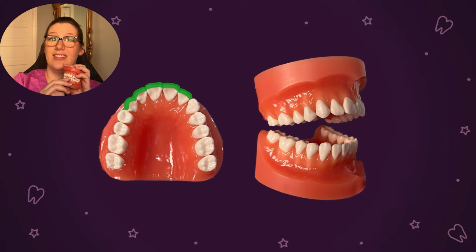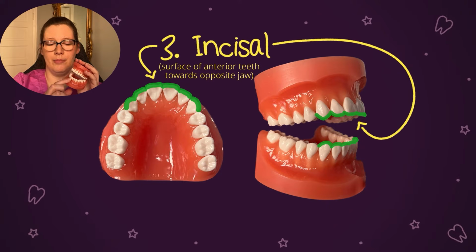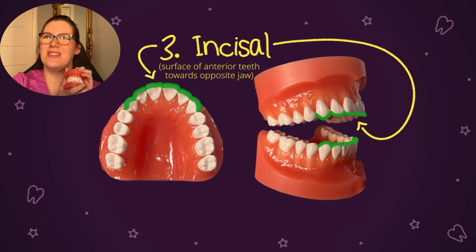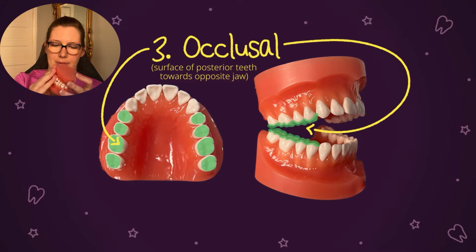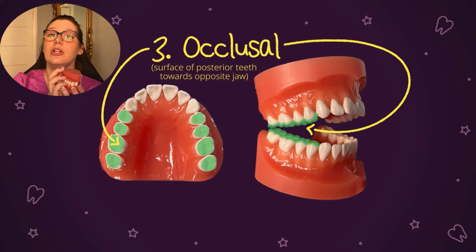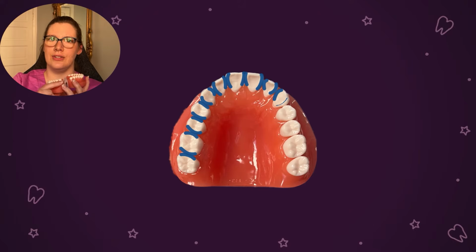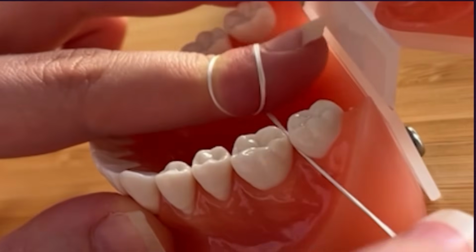The surface of the anterior teeth that faces the teeth of the opposite jaw, or the surface that's used for biting, is called the incisal surface. This surface of the posterior teeth that faces the teeth of the opposite arch and is used for chewing is called the occlusal surface. The surface that faces towards a neighboring tooth or an adjacent tooth in the same arch is called the proximal surface. This is the surface that you should be flossing.